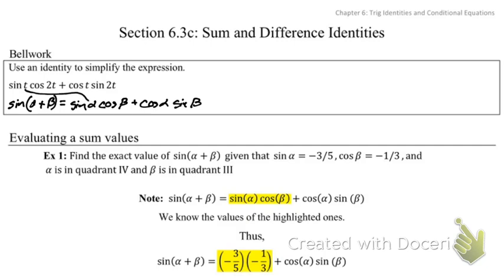Well, this t must be your alpha, and this 2t must be your beta. So we can rewrite this in terms of sine of t plus 2t, which equals sine of 3t. So your correct answer should have been A, sine of 3t. Any questions on that?